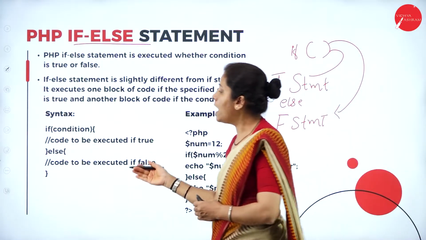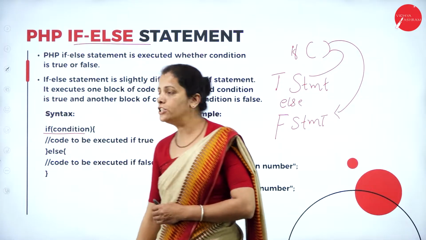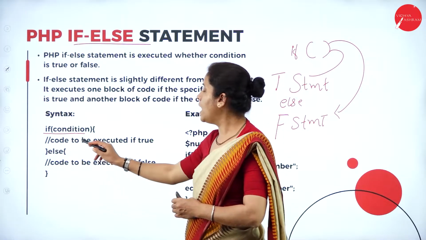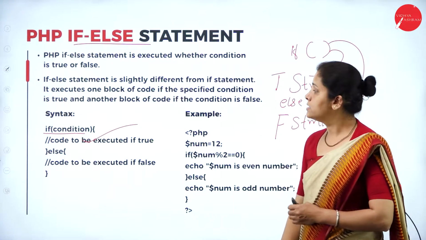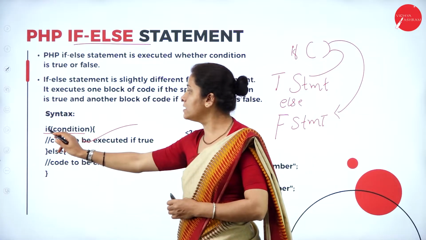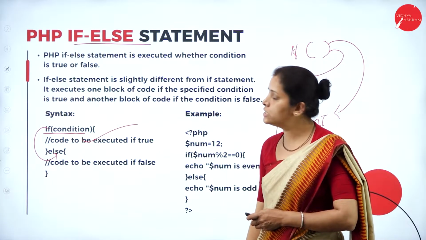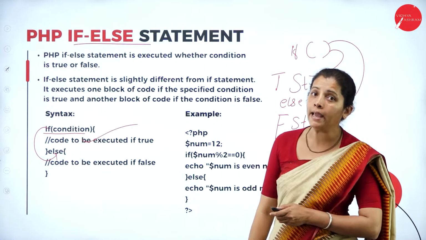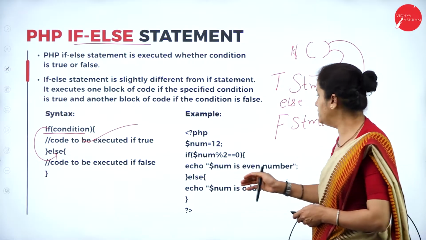So, see here, I have the syntax: if condition. If the given condition is true, I'm going to execute the statement which is present in my true section. Suppose the condition is false, the control moves to the else part and I'm going to display the code which is present in my else part. Now, I have the example here.